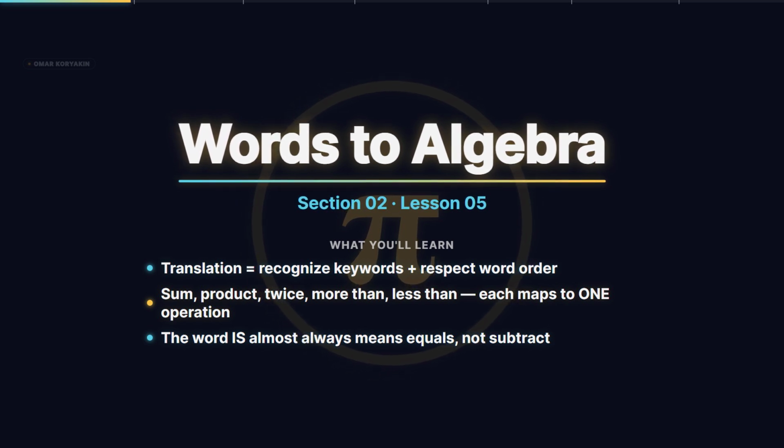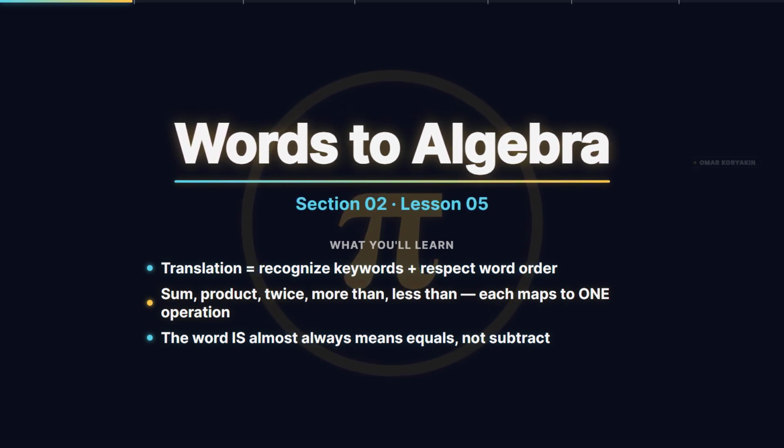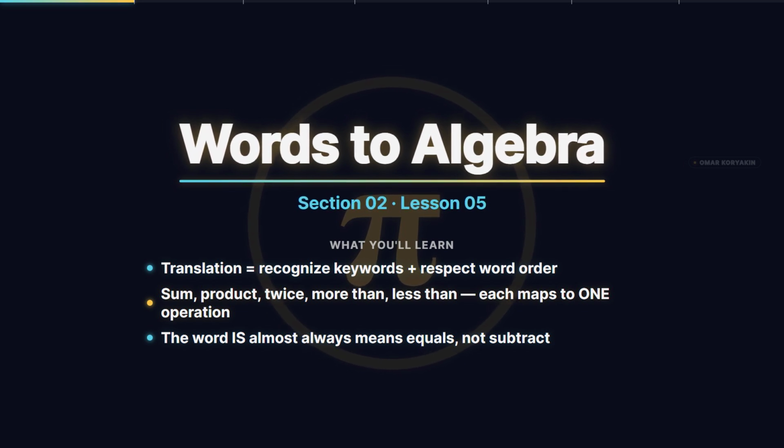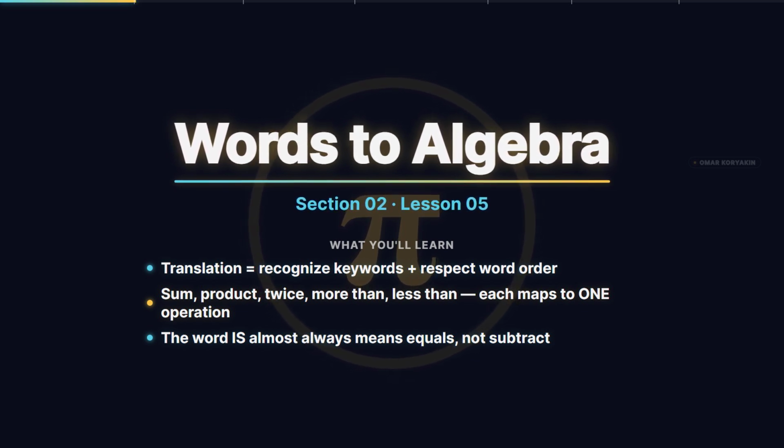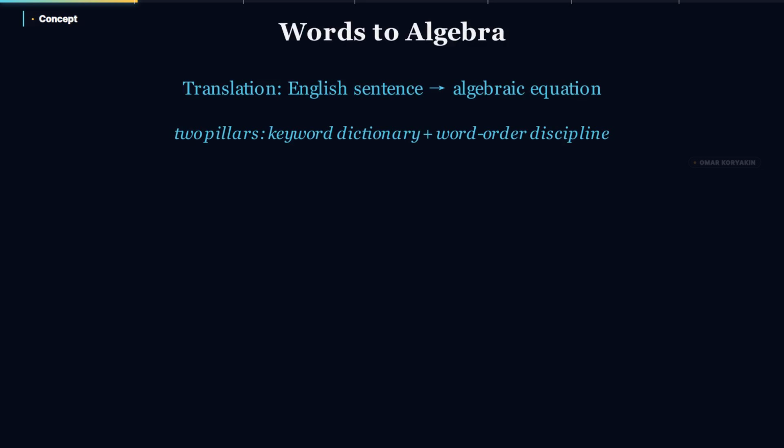Today we will lock in the dictionary, work two full word problem translations together, and call out the 4 most common pitfalls. Translation is the conversion of an English sentence describing a numerical relationship into an algebraic expression or equation that captures exactly the same relationship in symbols. The skill rests on 2 pillars: recognizing the keywords that name each arithmetic operation, and reading the word order carefully so the operands appear in the correct positions on either side of the operator.